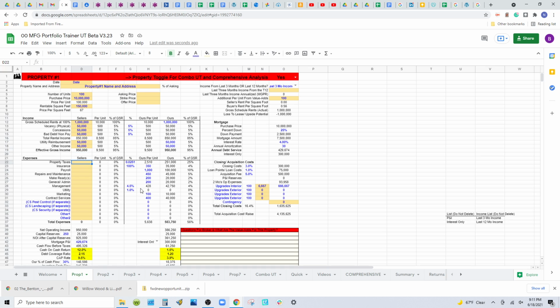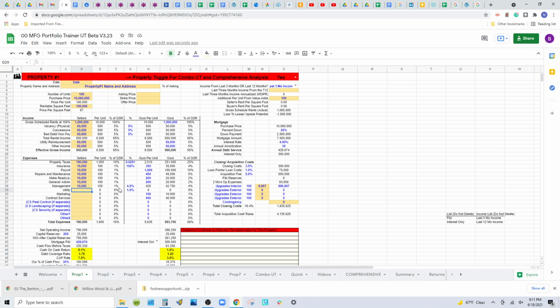Let's continue with a guess at property taxes. Let's say it's this. Let's say insurance is this. Repairs and maintenance, make readies. We're just putting in numbers to see how the spreadsheet now populates. Remember, when we started it was blank, right? And now you see that it's starting to get these values in.